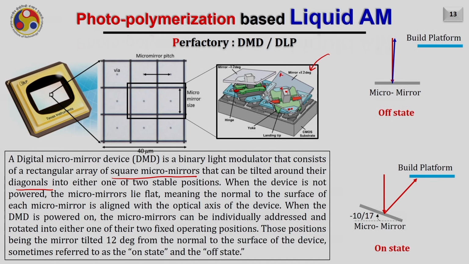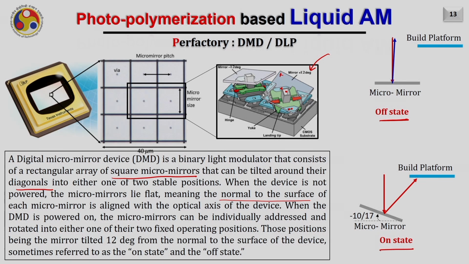When the device is not powered, the micro mirror will lie flat, meaning the normal to the surface of each mirror is aligned with the optical axis of the device. As you can see here, this particular state is called the on state, and when it is not projecting, it is called the off state. So the state when the light is not projected on the build platform is called the off state, and when the light is projected on the build platform is called the on state.